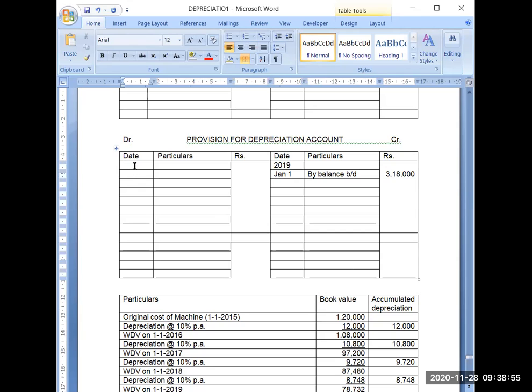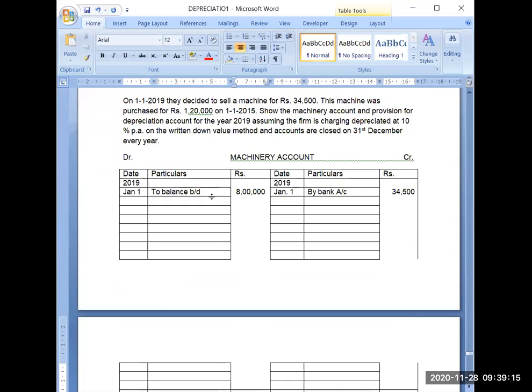So here we will write the date 2019, January 1, to machinery account 41,268. Now this amount will go here, by provision for depreciation 41,268. Don't use abbreviations, again I'm saying. I'm doing it only for time purposes.